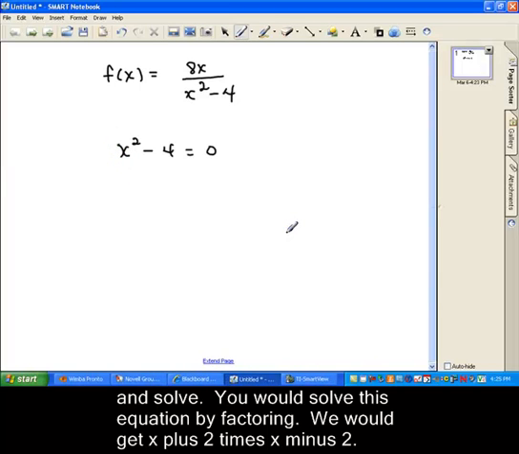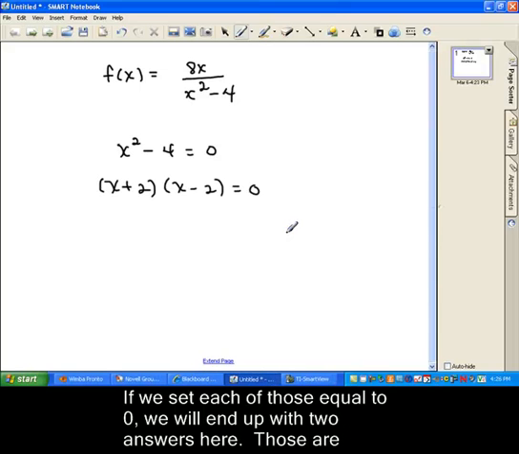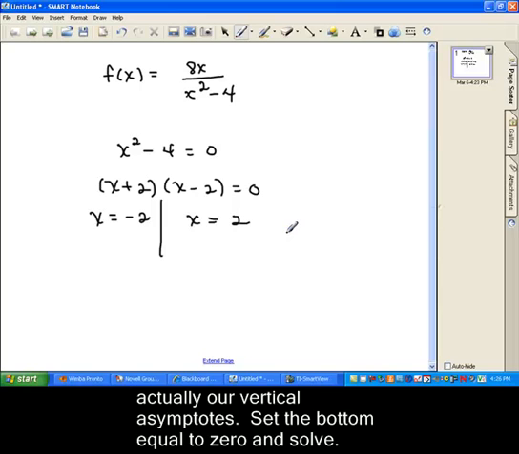If we factor x squared minus 4, we get x plus 2 times x minus 2. If we set each of those factors equal to 0, we will end up with two answers here. Those are actually our vertical asymptotes. We just set the bottom equal to 0 and we solve. That's it for finding the vertical asymptotes.